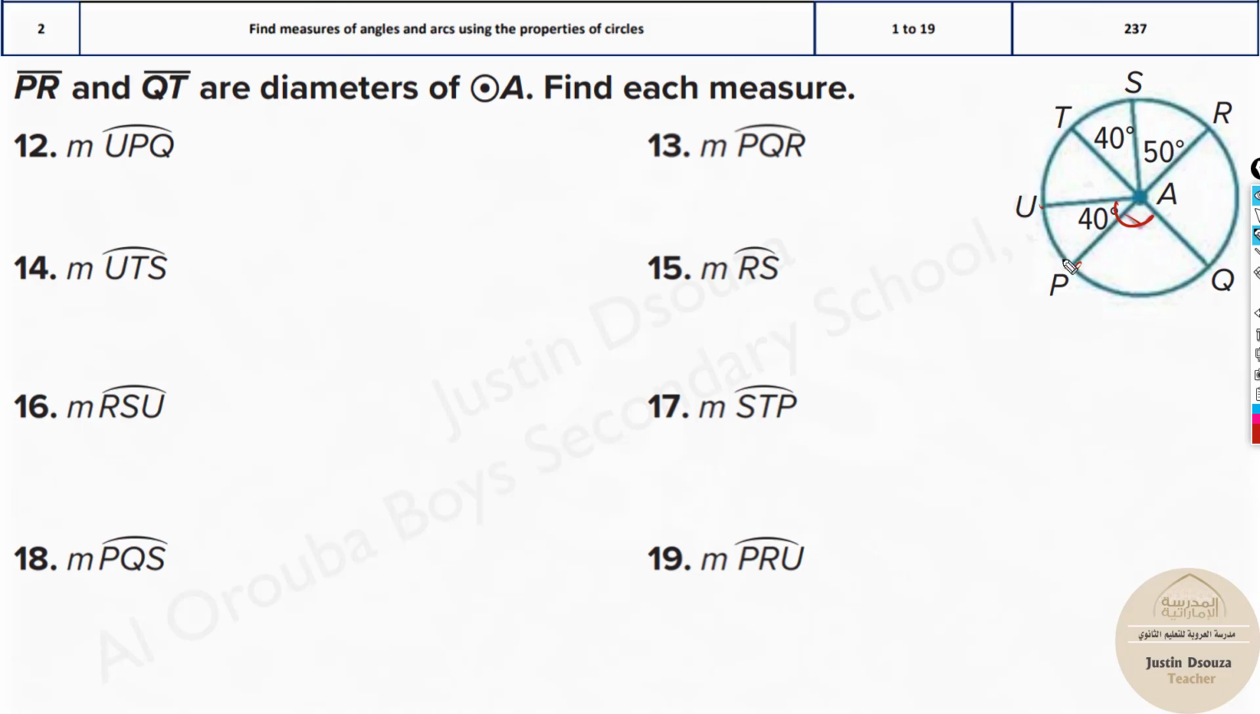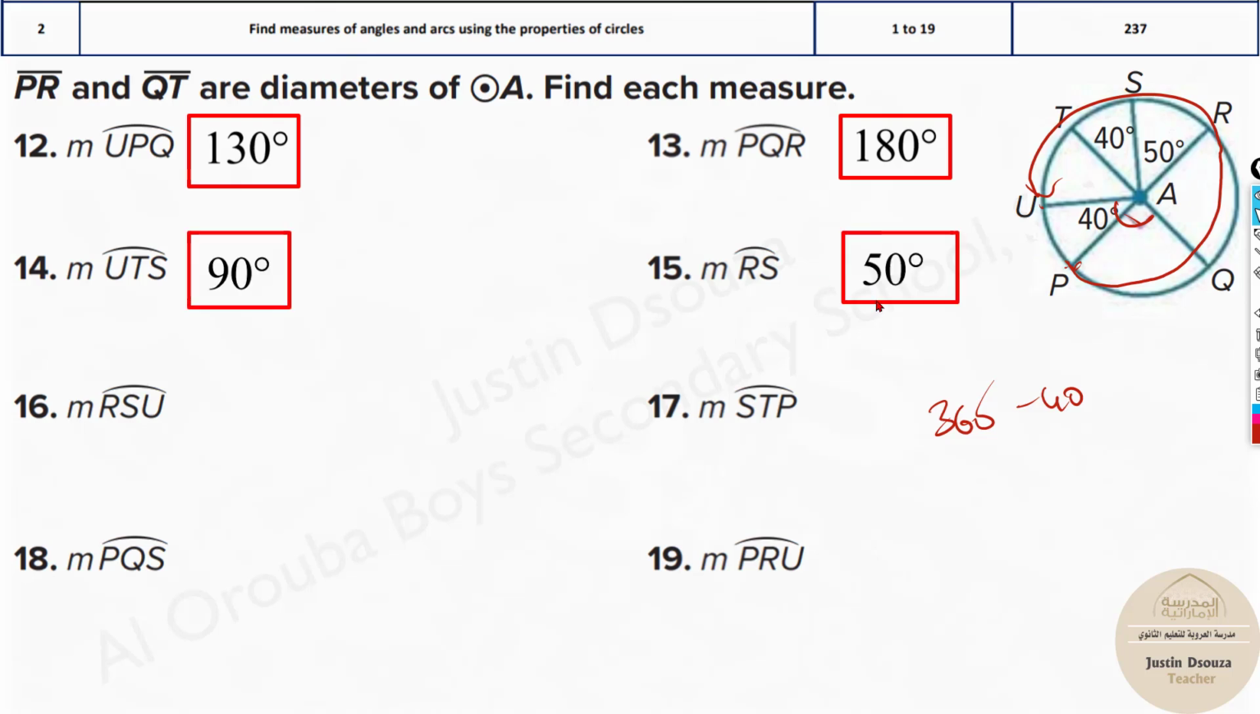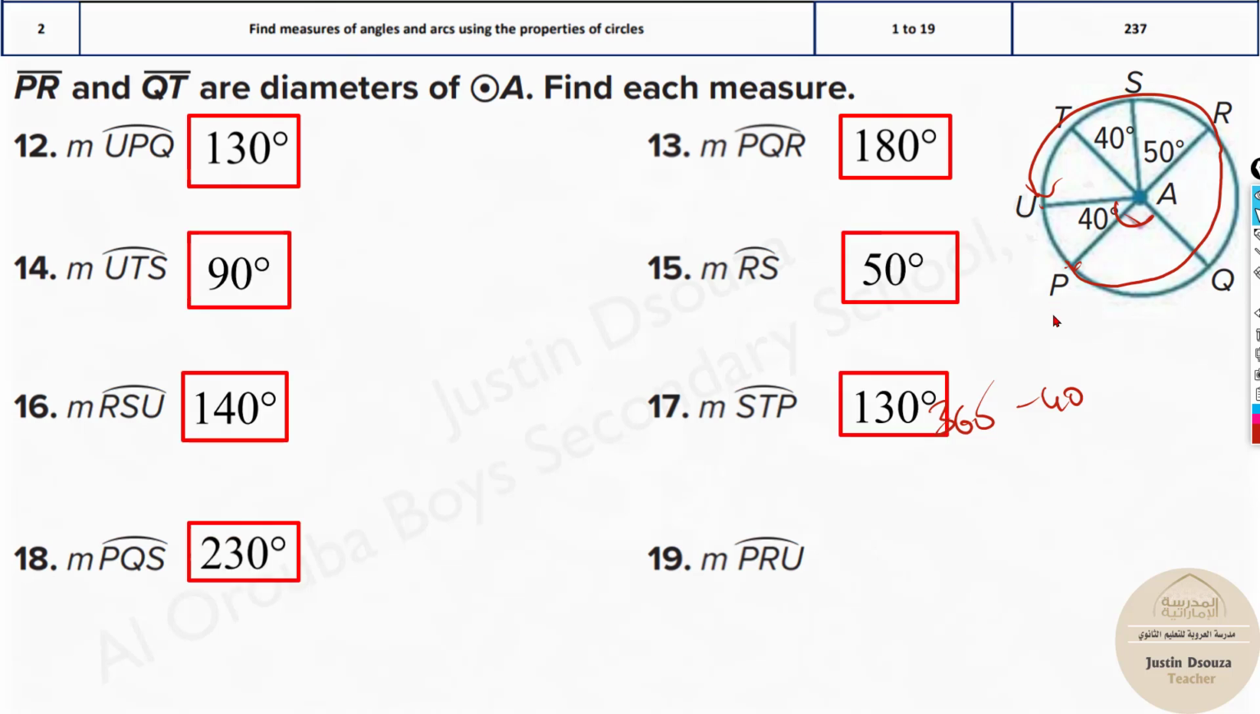PRU. Don't go like this, because they have told you, so we have to go like this. PRU. Now we know the total circle is 360 minus the remaining part 40. So it must be 320 here. All the others are very straightforward. The answers are simple, so please do try them by yourselves and then check the answers. 360 minus 40 is 320.